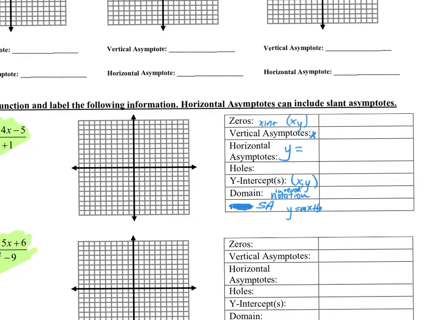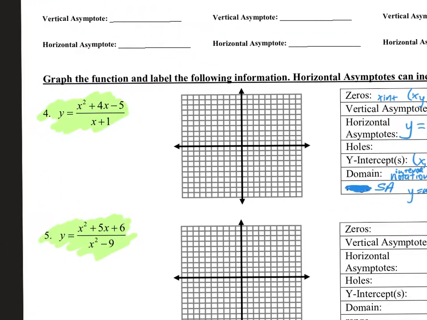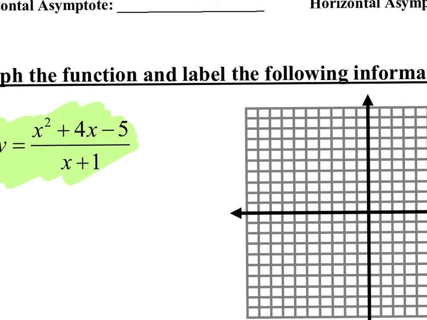I always tell you guys do domain first. In order to find the domain, where do we look? Denominator not equal to 0. So my domain, I'm going to say x plus 1 cannot be 0. So I'm going to subtract 1 from both sides. So I say x cannot be negative 1. Agree or disagree?